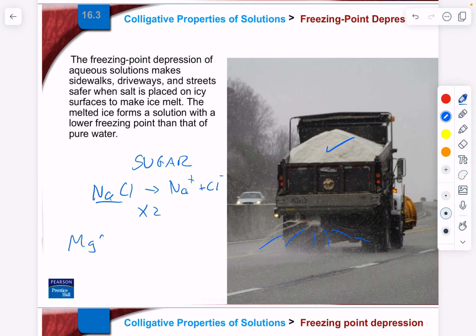Or we might even use something expensive like calcium chloride, because that's going to give me 3 particles that can interfere with freezing. Triple the depression of the freezing point, theoretically. And we'll talk more about that again at the end when we talk about Van 't Hoff factor.